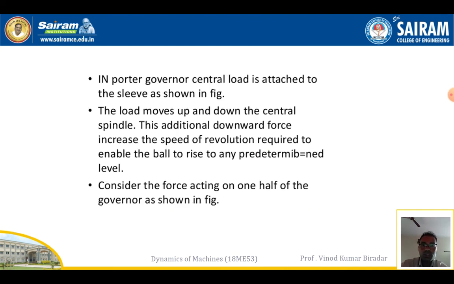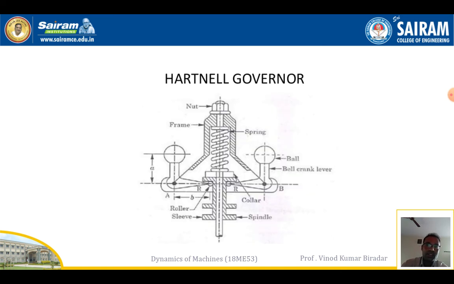Okay, so in the Porter governor, the central load is attached to the sleeve, as already shown there. The load moves up and down the central spindle. Okay, this additional downward force increases the speed of revolution required to enable the ball to rise to the predetermined value. Okay, so that is the level.